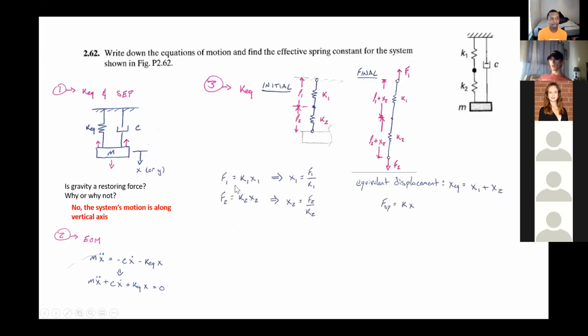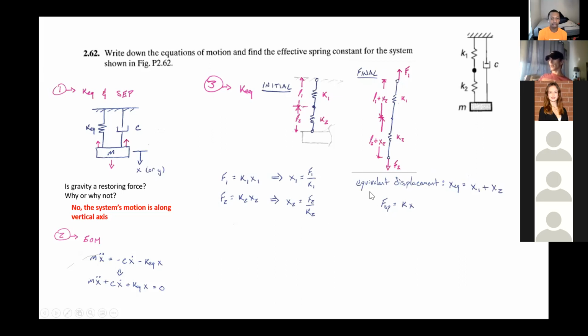So our force 1 is equal to K1 times X1. Our force 2 is equal to K2 times X2. This is the spring equation. Then we're going to derive an expression for X, so we divide by the spring constant. X1 equals F1 over K1. Same thing with X2.